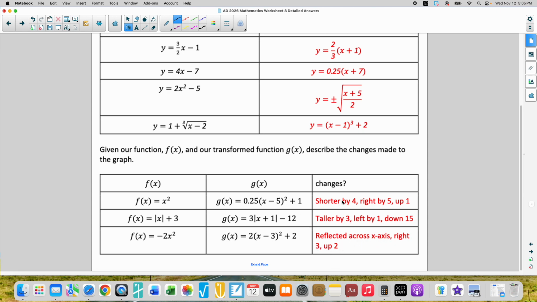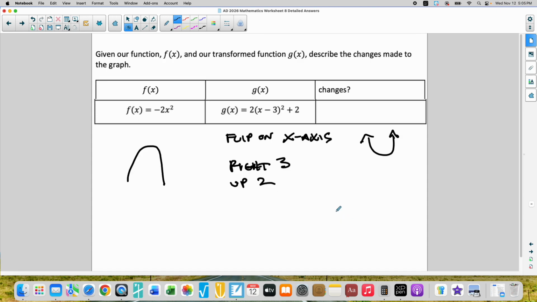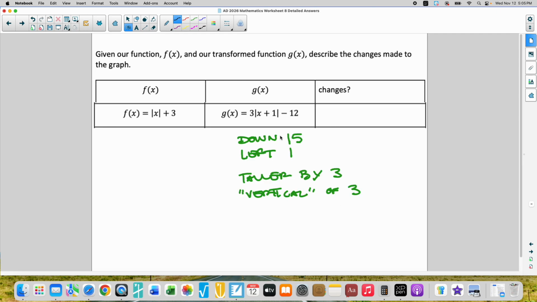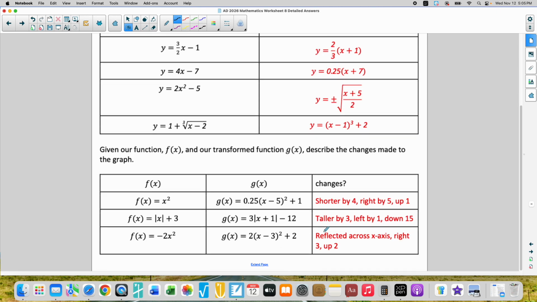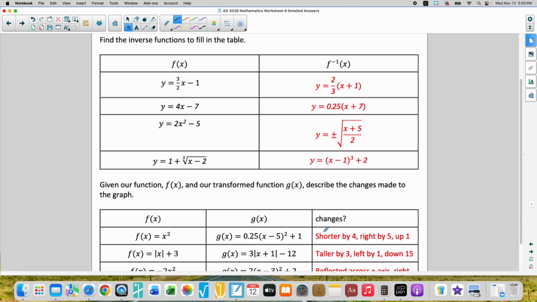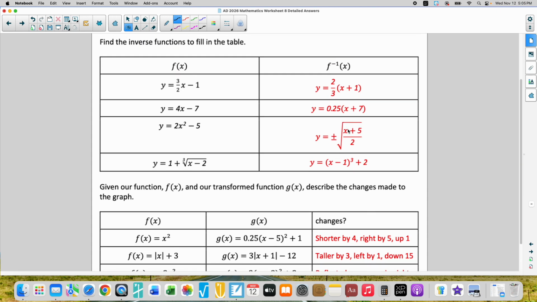Taller by 3, shorter by 4. So I guess we're going to use the shorter. Oh, I didn't see the left. Oh, yeah, I did. Left 1, down 15. Yep, taller, and we'll use shorter. Okay. Good. Those are the answers. Again, they're not simplifying some of these.